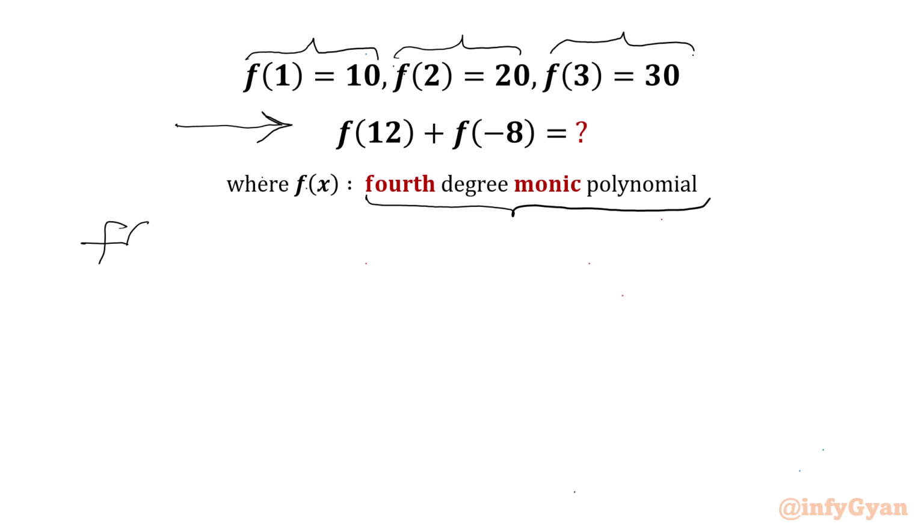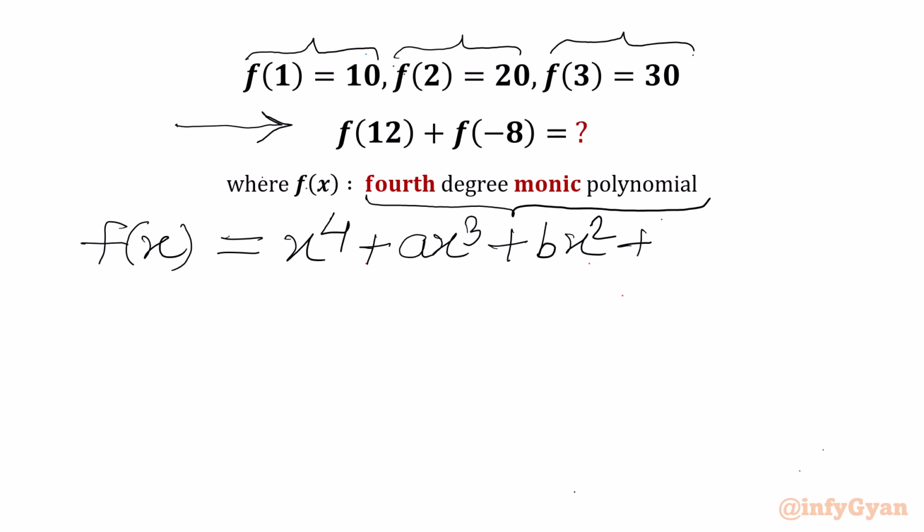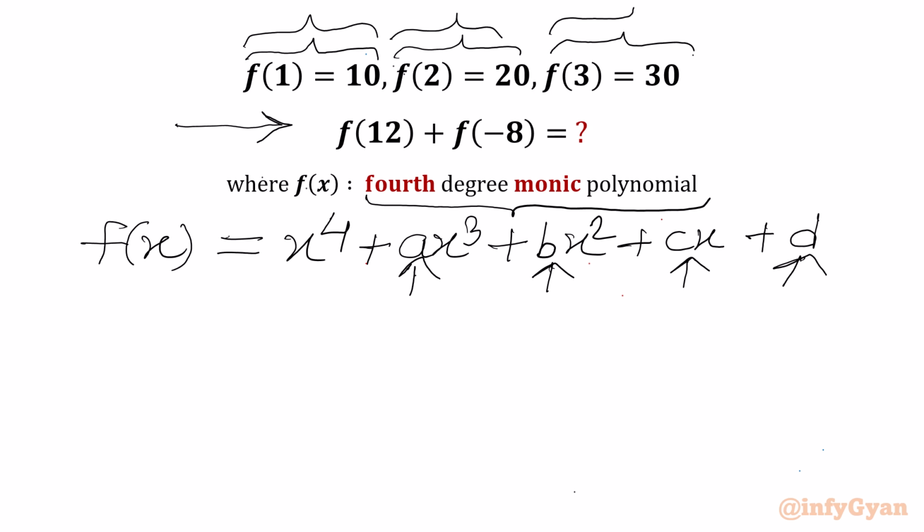So we can write f(x) equal to, leading coefficient is 1, so x power 4 plus ax cube plus bx square plus cx plus d. Now you can see a is our first unknown, b is second, c is third, d is fourth. And we have only three informations known. f of 1 is 10, f of 2 is 20, f of 3 is 30. So we can create only three equations, but unknowns are 4. So we won't get a, b, c, d from here.